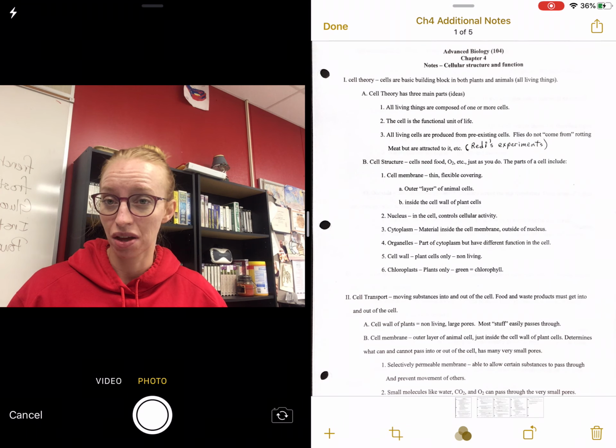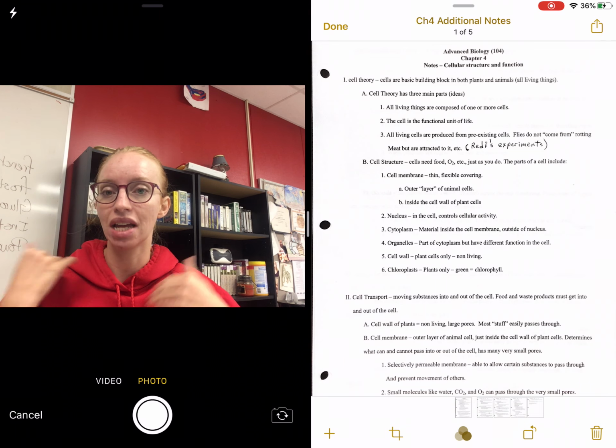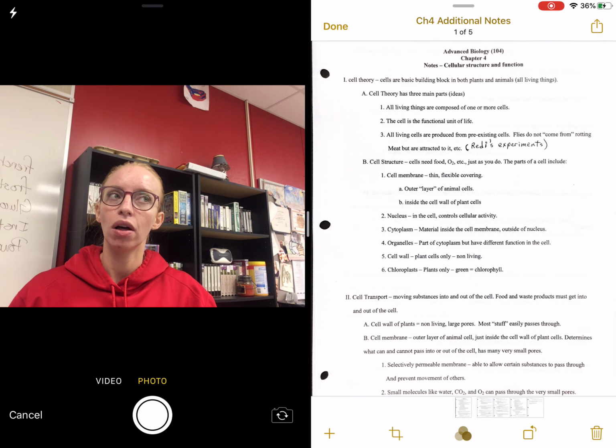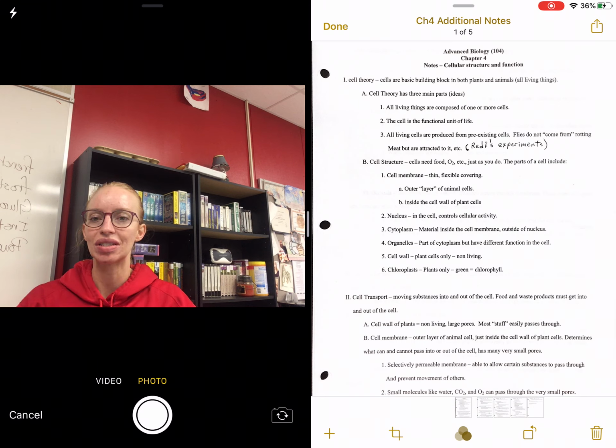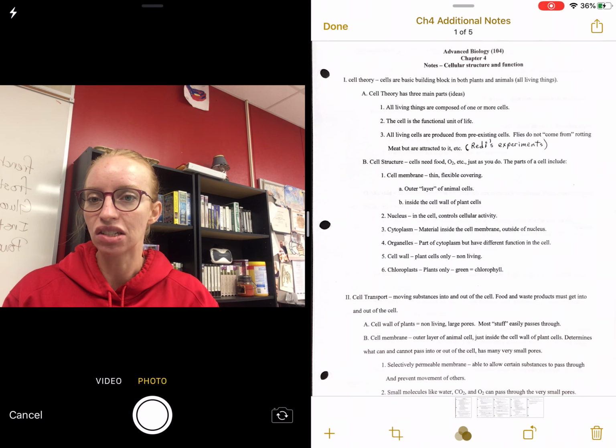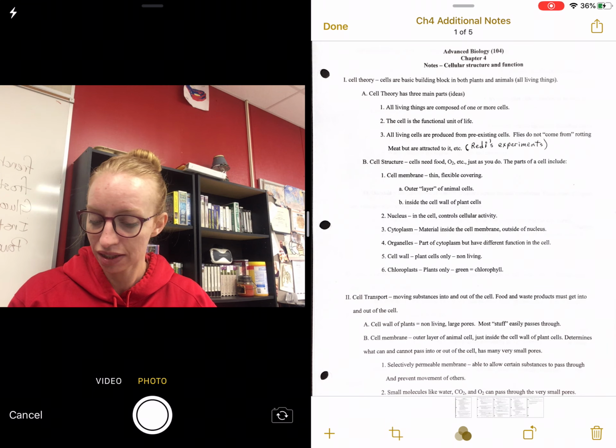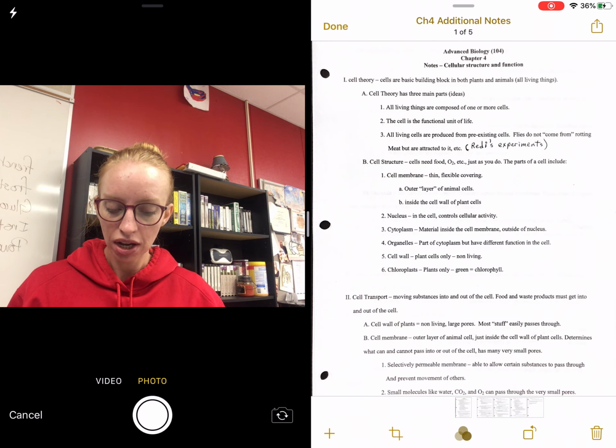The cell membrane, though, is what controls what gets into and out of the cell. So in the cell wall, pretty much anything can come into the pores, but the cell membrane controls what actually enters into the cell after it gets through the cell wall. So again, the cell membrane is the outer layer of the animal cell, just inside the cell wall of plants.